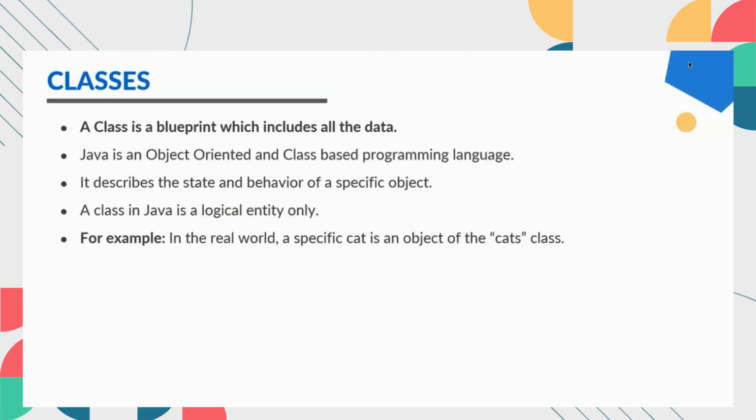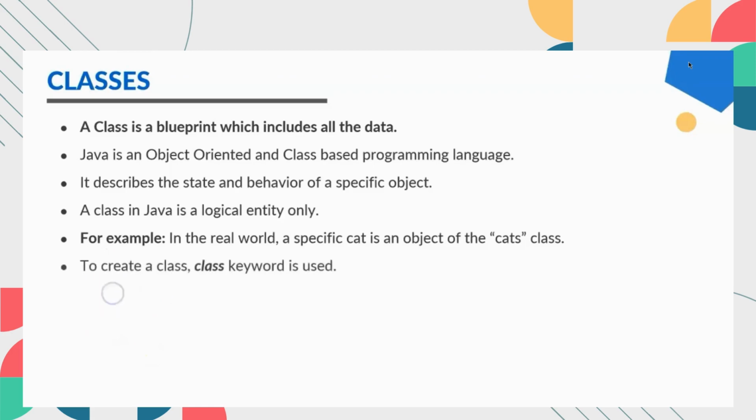For example, you can take any entity in real time. If you take a specific cat as an object, whatever attributes, states, and behaviors are associated with a particular entity called cat will be described inside this class.